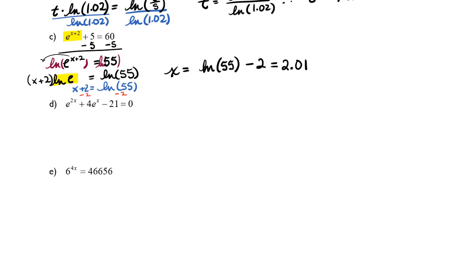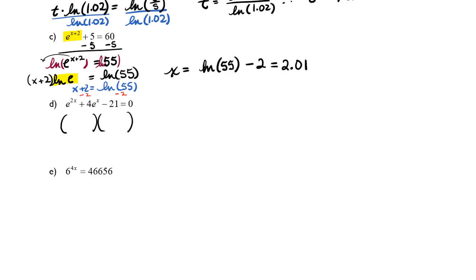Next, we have e to the 2x plus 4e to the x minus 21. Notice that the exponents are in descending order. We have e to the 2x, we have 4e to the x, and we have a minus 21 equals 0. I'm going to see if I can factor this.